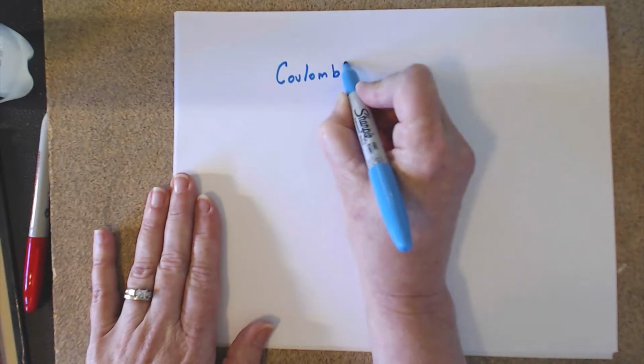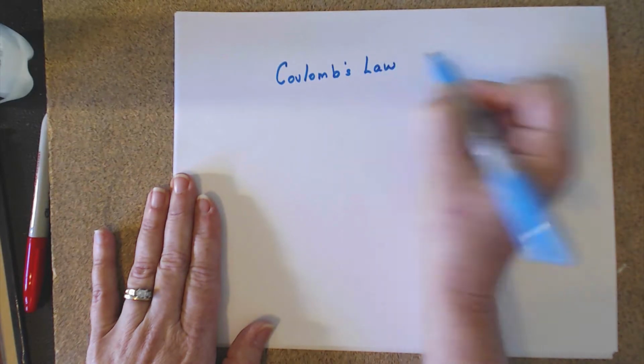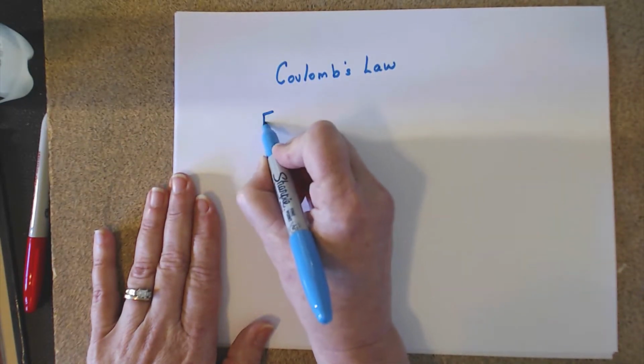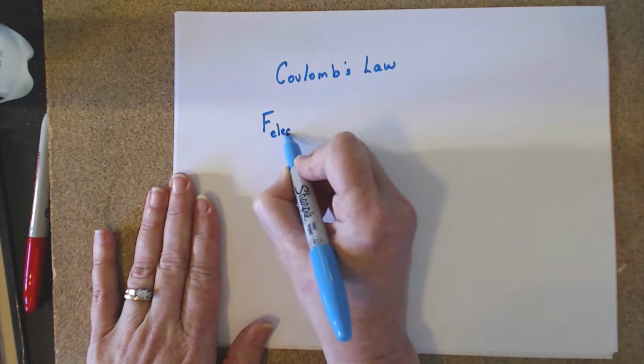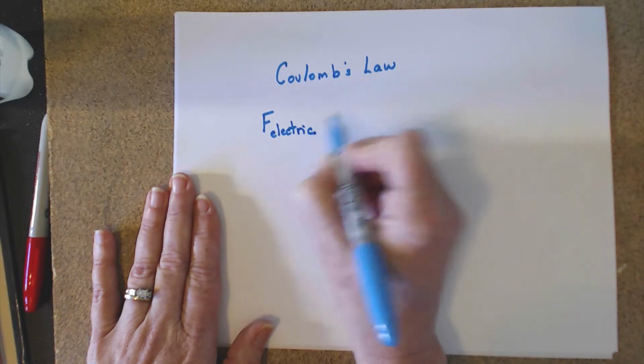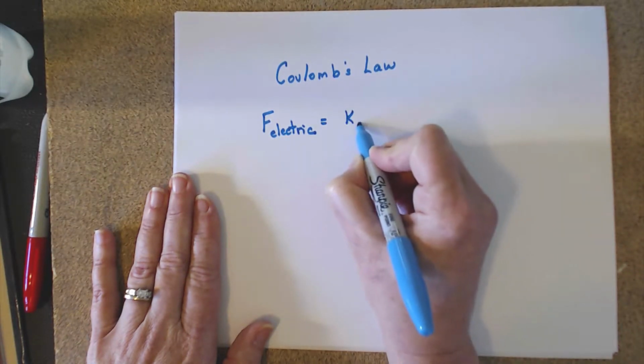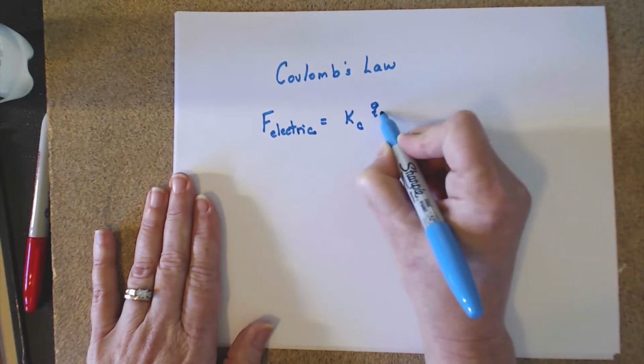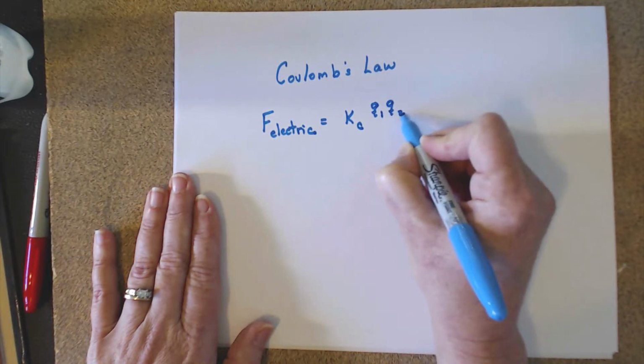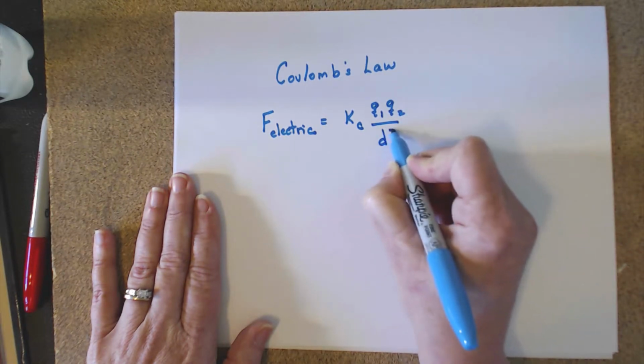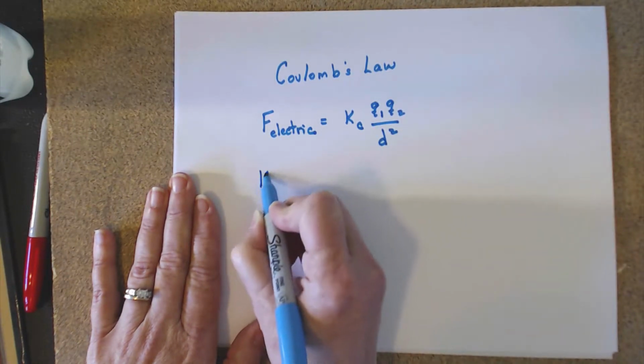Now that you know some key things about electrostatics and how that works, let's take a look at some of the formulas that you're going to need for this section. The first formula you need to be aware of is Coulomb's law. Coulomb's law tells us that the electrical force is equal to Coulomb's constant times the charge of one object times the charge of the second object, all divided by the distance between those squared.